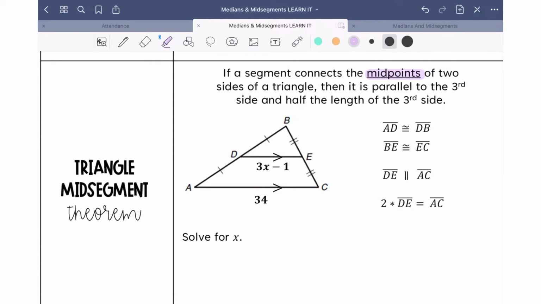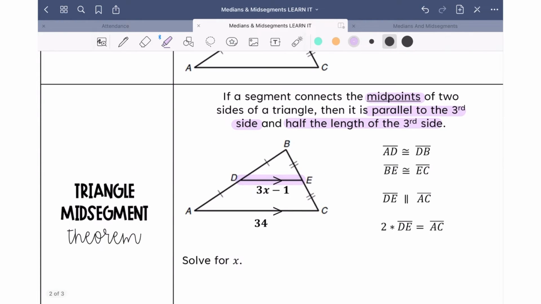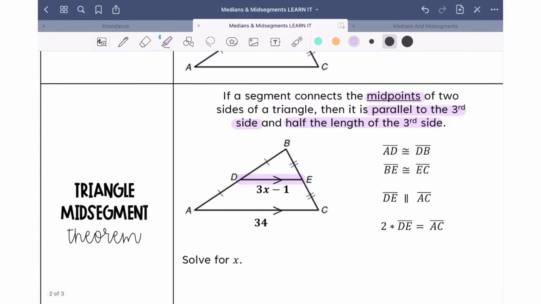Of two sides of a triangle, then it is parallel to the third side and half the length of the third side. So it's parallel and it's half the length. So this midsegment that we saw up here, same one, is going to be half of the third side. What is the third side? The third side is here, AC.